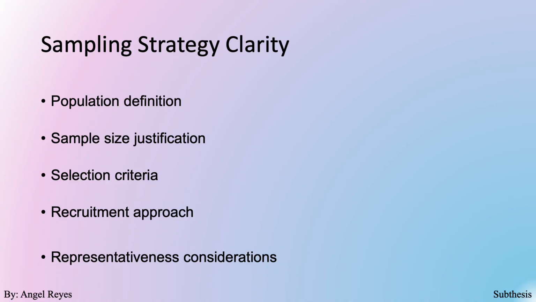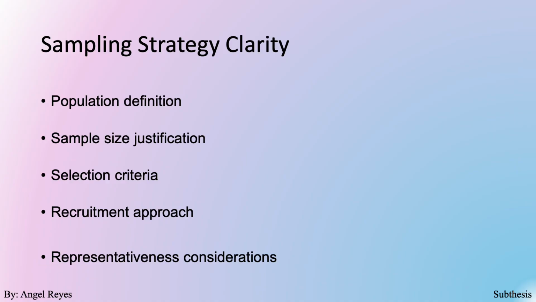Your sampling strategy should clearly define the population of interest. Who are you studying and why? Justify your proposed sample size using logic or precedent from similar studies. Explain your inclusion and exclusion criteria to show intentionality in who is selected.